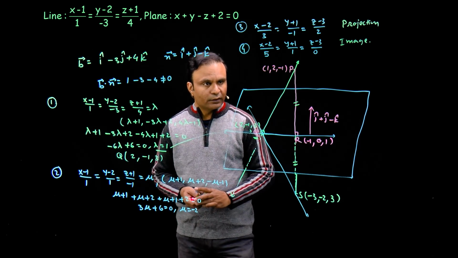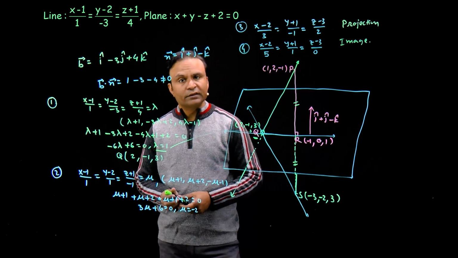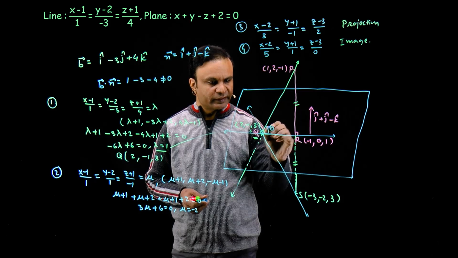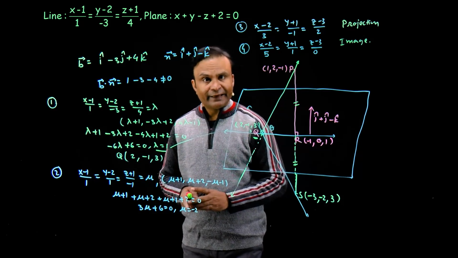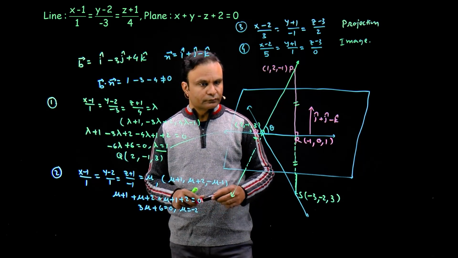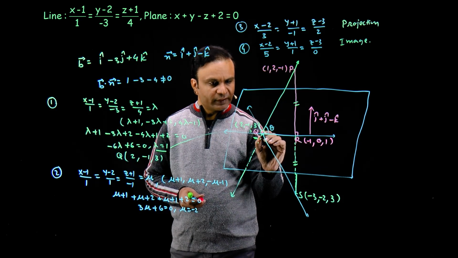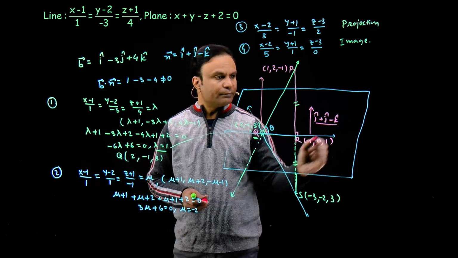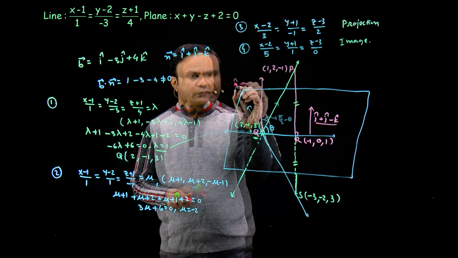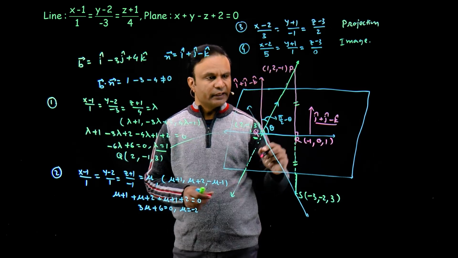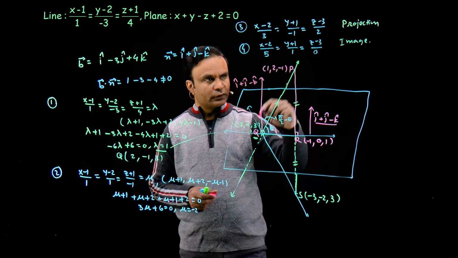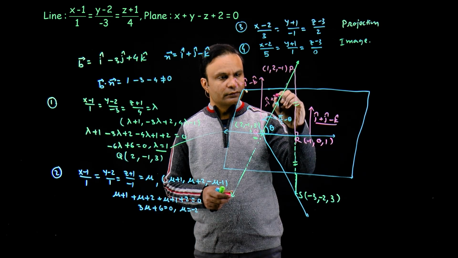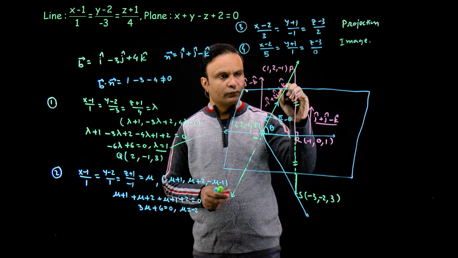Okay, now how can we find the angle between this line and plane? Suppose this angle is theta between plane and line. How can we get this angle? For that, from this point, let's draw a vector normal to the plane, which is i plus j minus k. So let's write this vector here, i plus j minus k, and this vector is the difference of these 2 points, which is minus i plus 3j minus 4k.